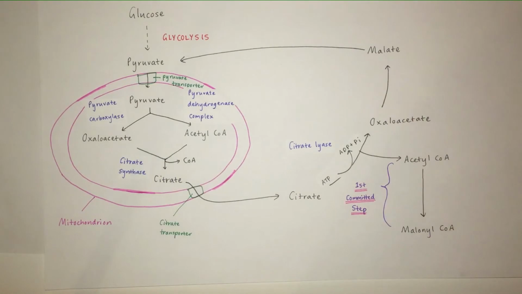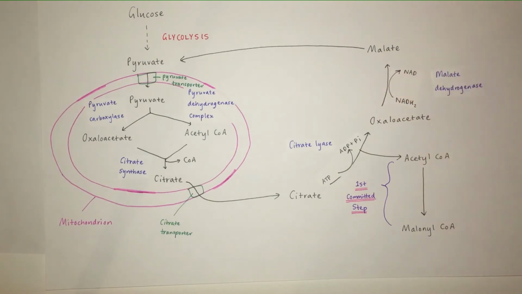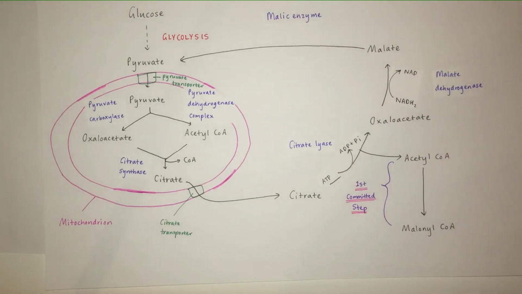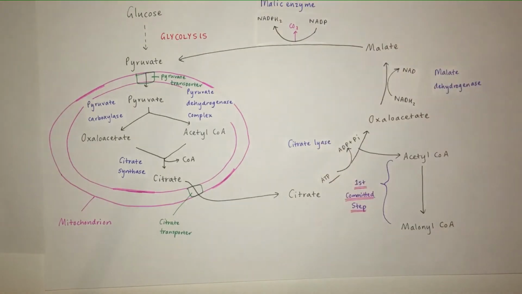The oxaloacetate can then be converted to malate through malate dehydrogenase. That reaction pops up a lot, so you should be familiar with it by now. NADH is converted to NAD there, and then the malic enzyme converts malate to pyruvate, with an NADP converted to an NADPH. Carbon dioxide gets cleaved off there because pyruvate is a 3-carbon molecule, while malate is a 4-carbon molecule.